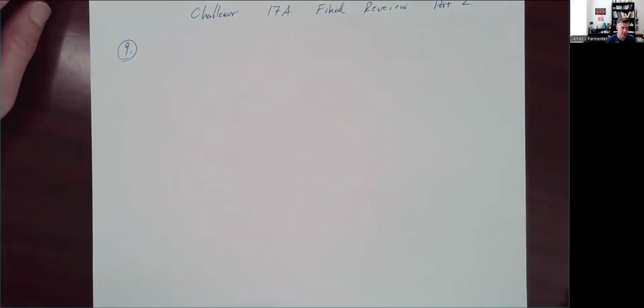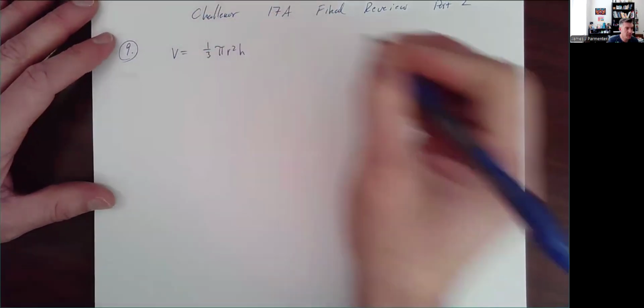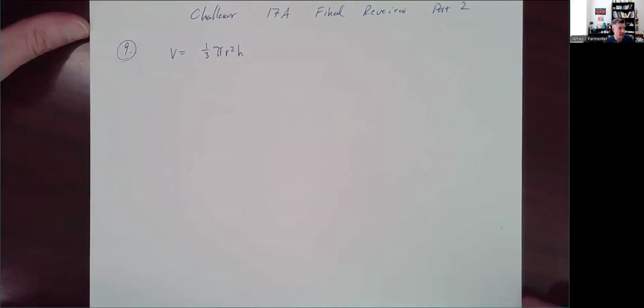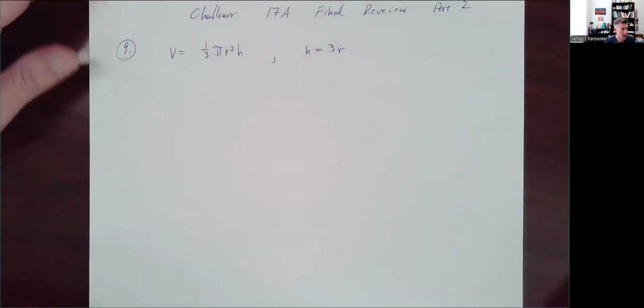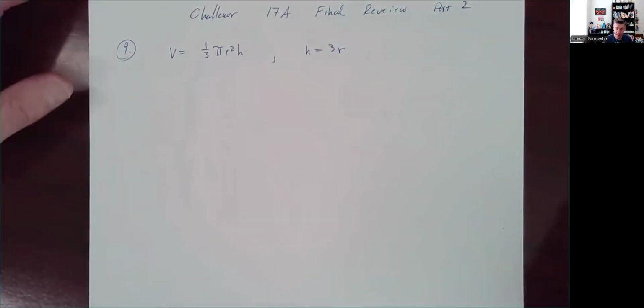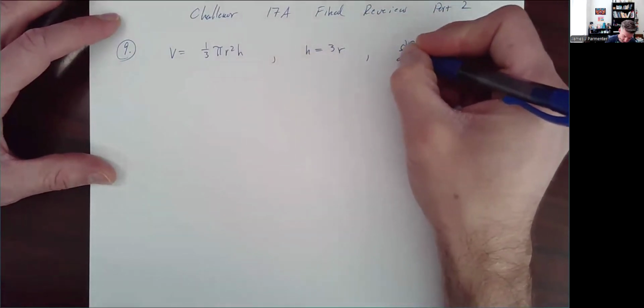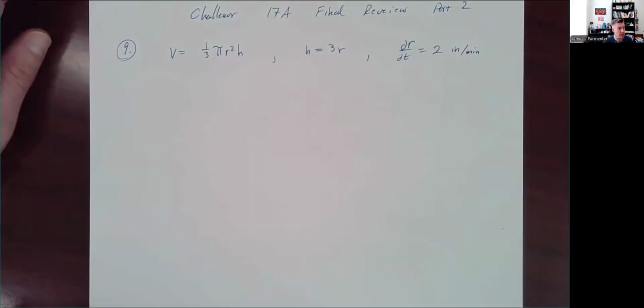The volume of a cone of radius r and height h is v equals 1/3 pi r squared h. That's the volume of a cone. Probably going to draw a cone here, but let's read the rest of the question. If the height is given by h equals 3r, and the radius of the cone is increasing at 2 inches per minute, the radius increasing at 2 inches per minute means that dr/dt is equal to 2. You don't really need the units here, but I'm going to write them: inches per minute. Find the rate of change of the volume when r equals 6 inches.